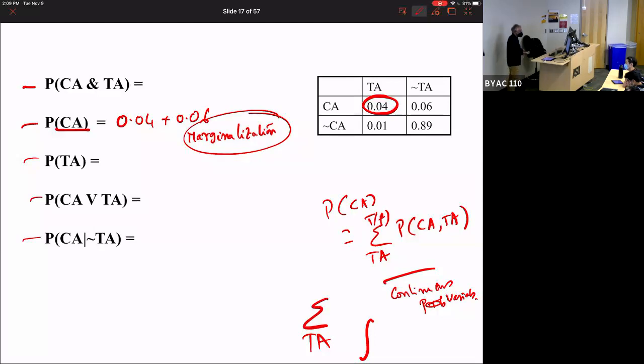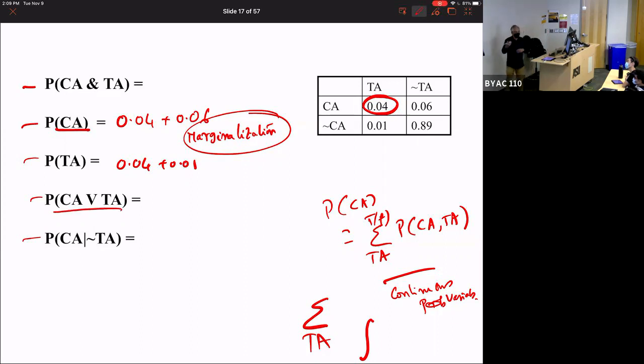Okay. So basically, by integrating, you are marginalizing the other variables. Integration is the sum in our case, for the discrete case. Okay, what about P(TA)? It's the same thing. You keep the TA constant and add up the numbers. So it's 0.04 plus 0.01. What about P(CA or TA)? This is the whole thing.